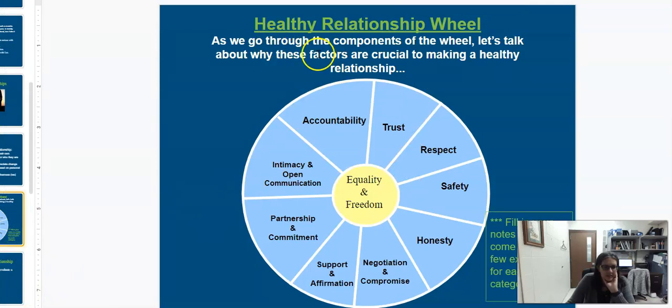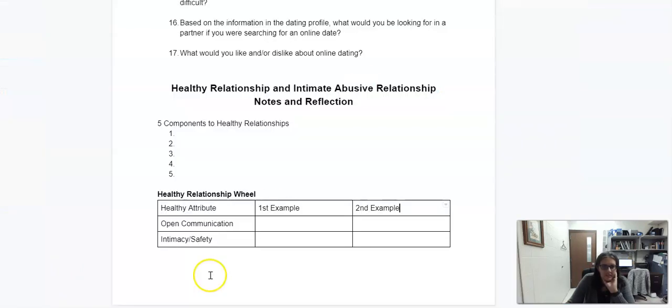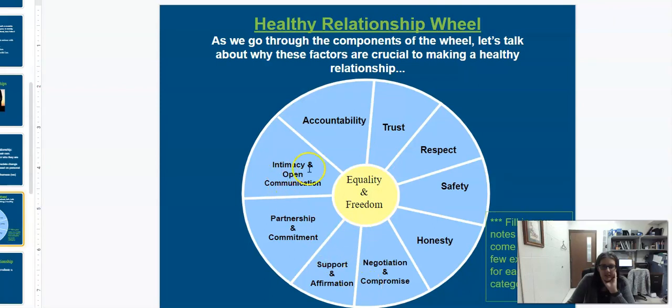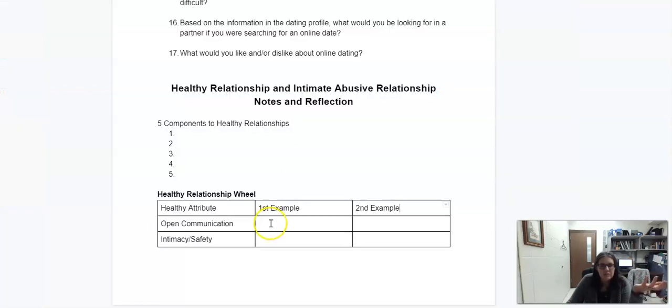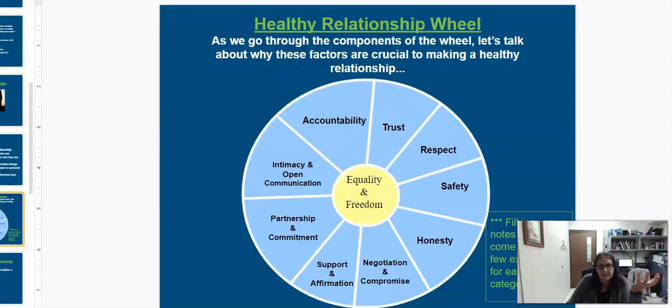The first one is open communication. So then we'd hop on here, intimacy and open communication. So this could be an example. Feel free to use people that you know, or you can even use a TV show or whatever. A lot of times that stuff isn't as healthy, but you can get the idea. And so you're just going to go through and look at each piece.